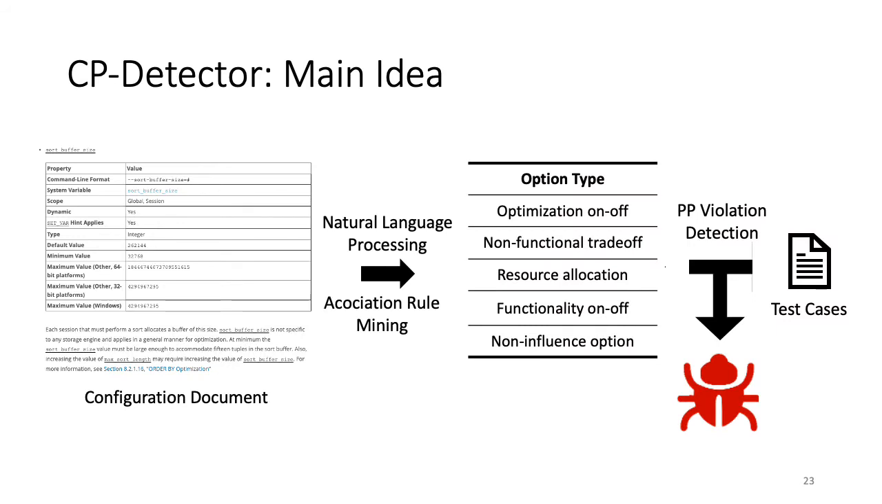Based on the findings, we designed CP-Detector, a testing framework to expose CP bugs. CP-Detector contains 3 steps. First, it infers performance properties for configuration options from configuration documents. Here we use some natural language processing and association rule mining techniques to train a classifier whose labels are the performance properties. Second, it generates configuration values and runs some test cases to get the performance results. Third, it does some result analysis to detect CP bugs.